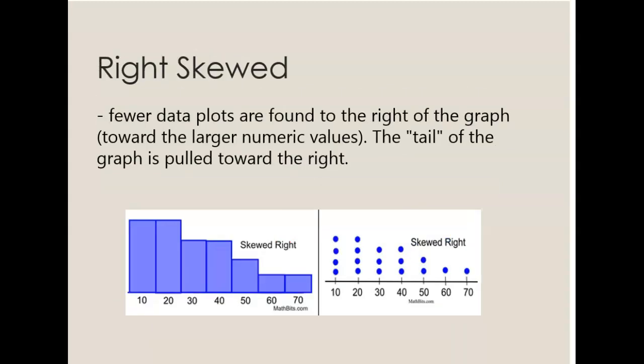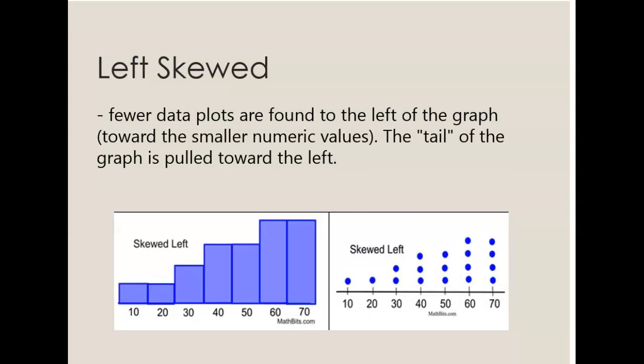Right skewed. When we have fewer data points on the right side, the tail of the data is towards the right, we call it right skewed. This would be like a tail. Or here on our dot plot, here are numbers and then they tail off to the right. So that is right skewed.